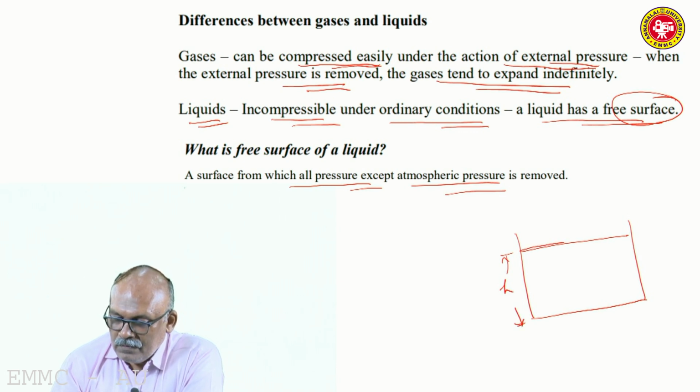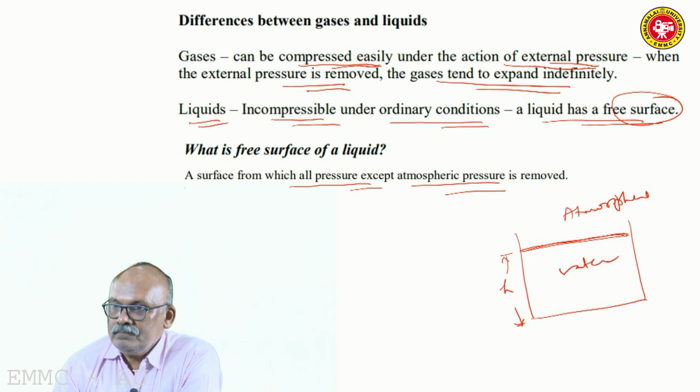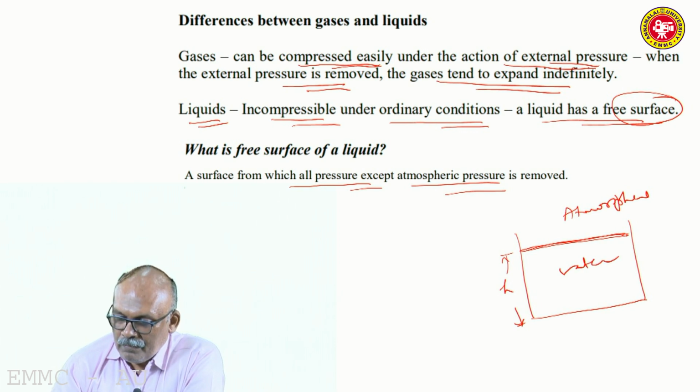Now this is in contact with the atmosphere, so here you have atmosphere and this is water. Now this atmosphere will exert atmospheric pressure on the surface of water. Now this is called the free surface. This is called the free surface of water.